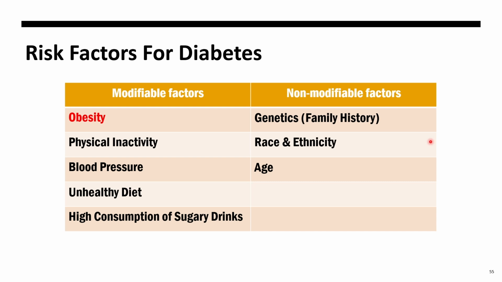So, what are the risk factors for diabetes? One of the main risk factors is obesity, physical inactivity, blood pressure, unhealthy diet, and high consumption of sugary drinks. These are all changeable factors. What are the non-changeable factors? Genetics and your age. We cannot change those things, and they can affect your disease. So, this is one group of diseases, NCDs.